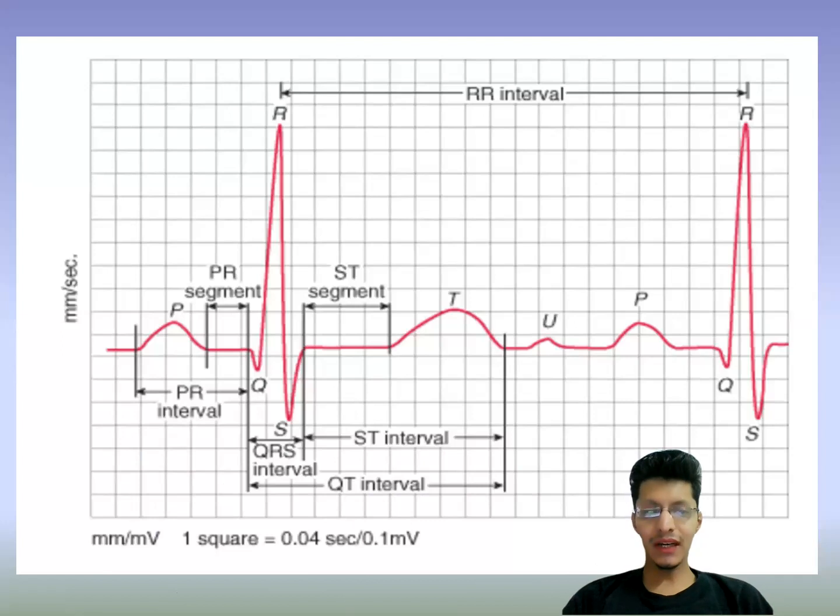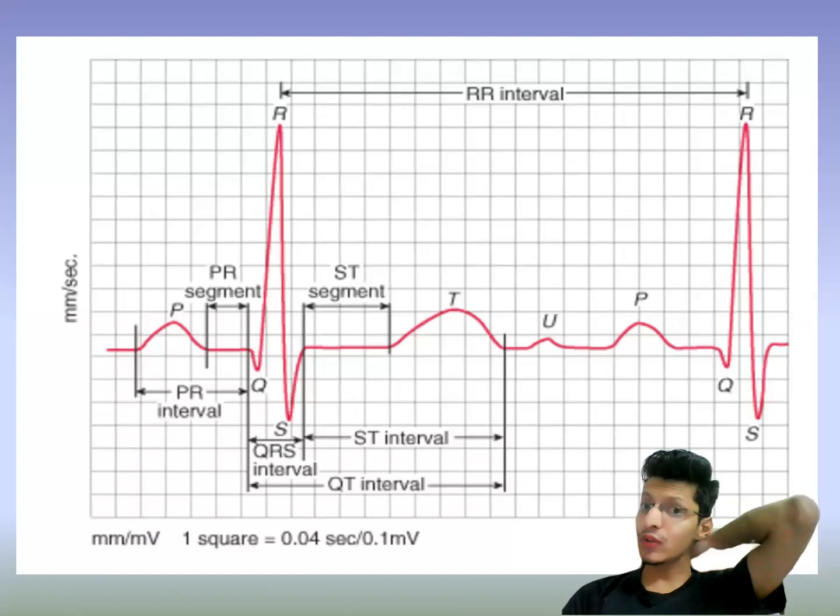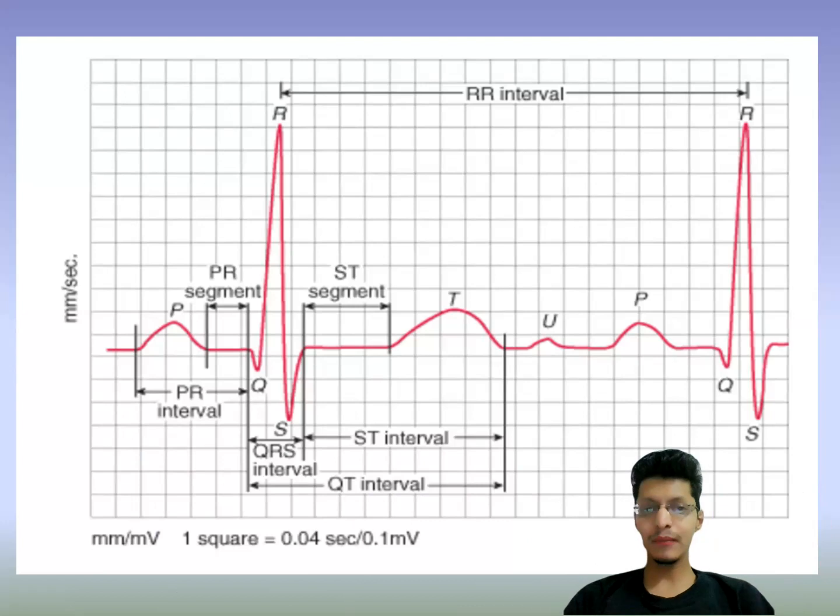Okay. Now you can see the PR interval, from the start of the P wave to the start of the QRS complex. And then we have a PR segment, from the end of the P wave to the start of the QRS complex. Then we have a QT interval, from the start of the QRS complex till the end of the T wave. And then we have the ST segment, from the end of the QRS complex to the start of the T wave. And then we have an ST interval, which will also include the T wave. 1 square is equal to 0.04 second.